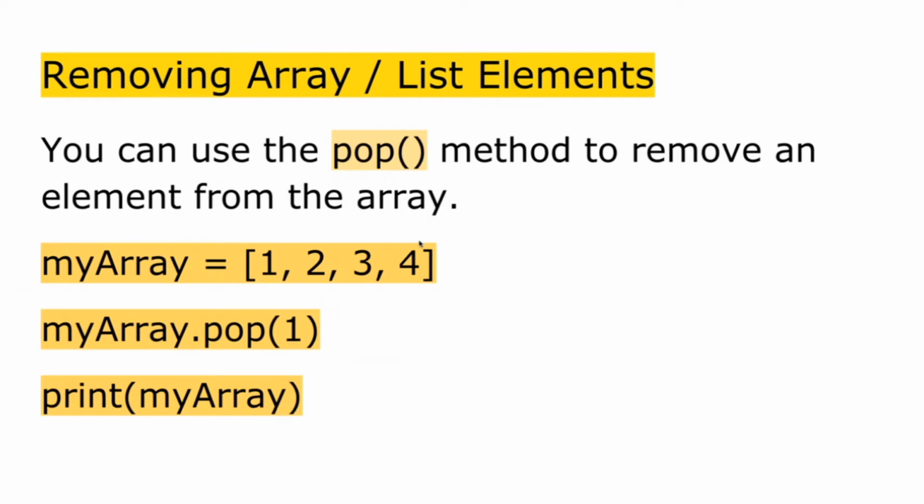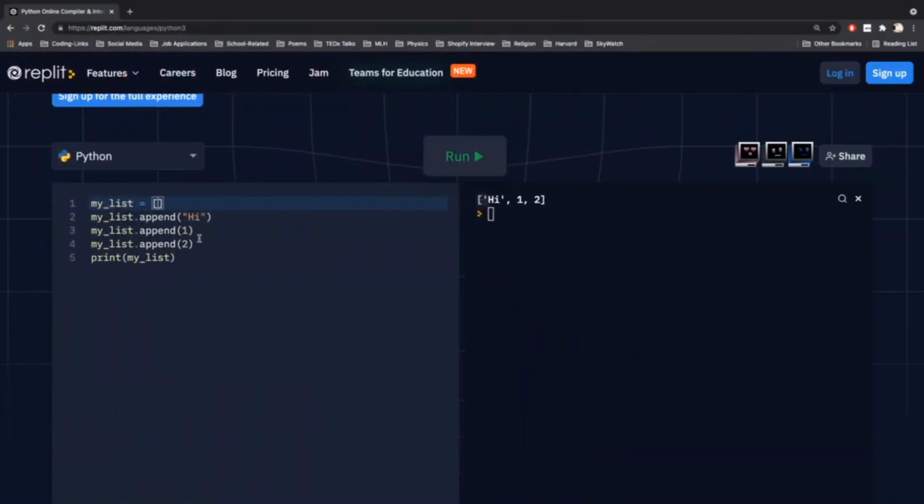Now, removing array list elements. We can use the .pop method to remove an element from the array. We can see here my array is equal to 1, 2, 3, 4. My array.pop 1, index 1. We are popping the index 1 element. Print my array. So let's see what happens. My pop 1. Yes, so it popped the index 1.